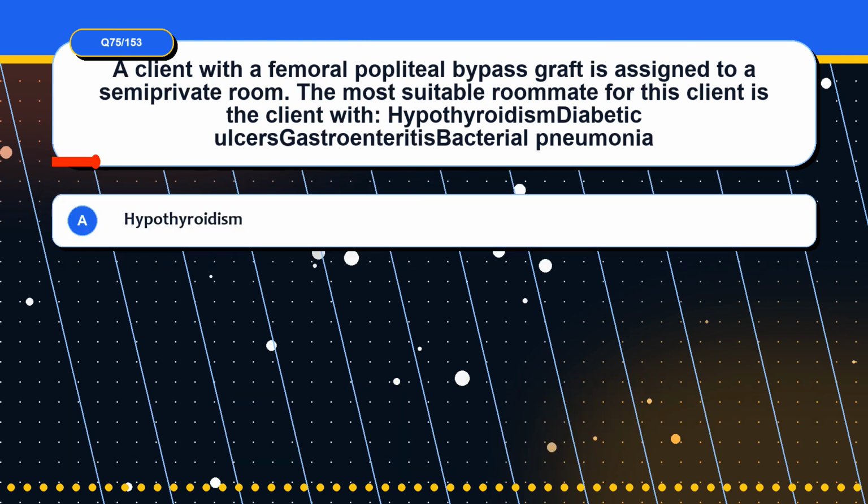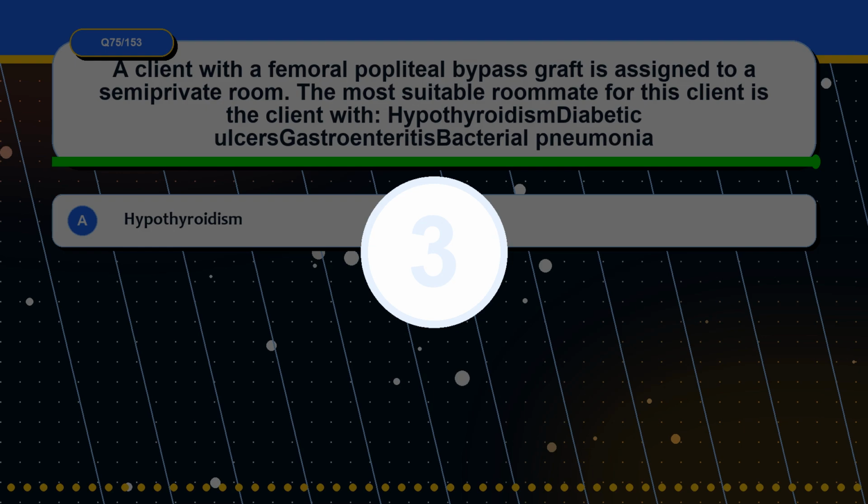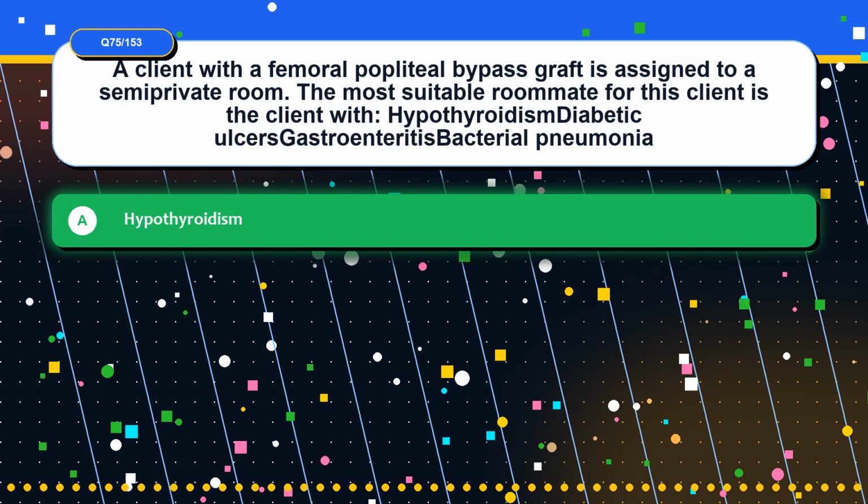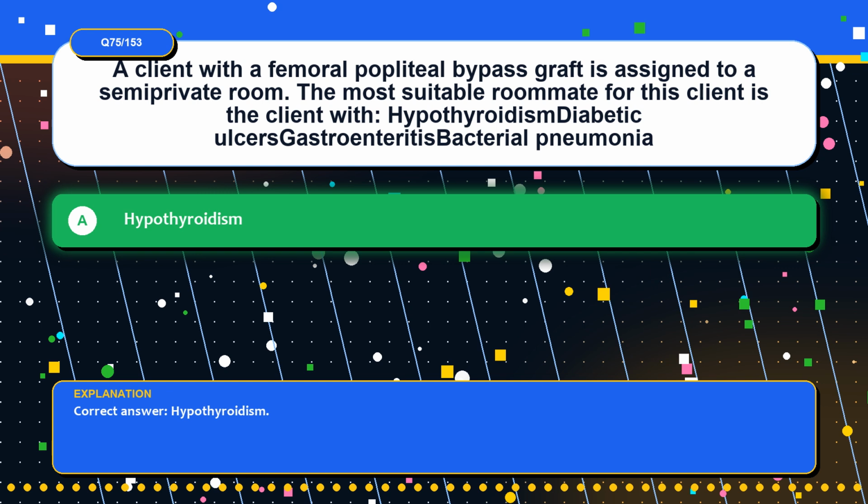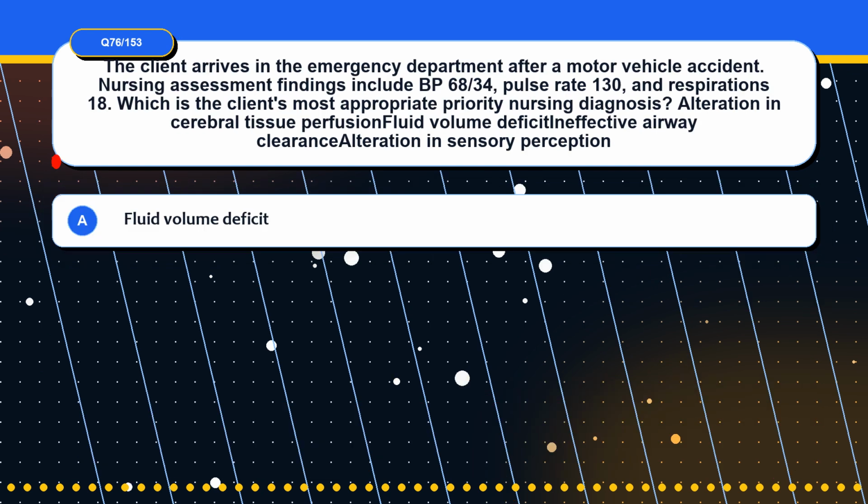Question 75. A client with a femoral popliteal bypass graft is assigned to a semi-private room. The most suitable roommate for this client is the client with hypothyroidism, diabetic ulcers, gastroenteritis, or bacterial pneumonia. Here are the options. Option A, hypothyroidism. The correct answer is option A, hypothyroidism.